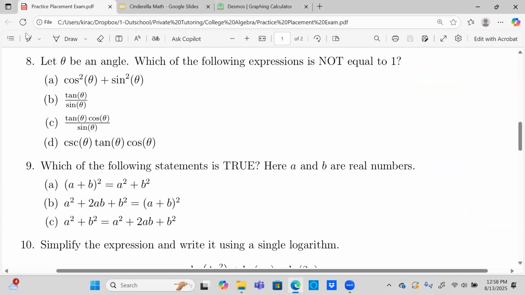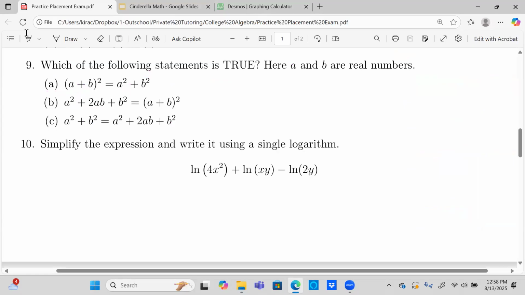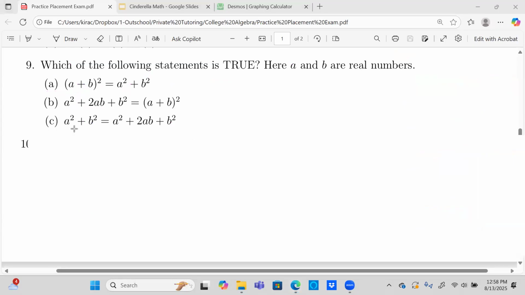Which of the following statements are true? Again, if you're really strong in your algebra, you can probably just know this one. It is C. Or wait, is it C? No, it's B. My bad. And you can just kind of look at it and know. But if you're not super great at your algebra or this just looks crazy, it's easy enough to work out.